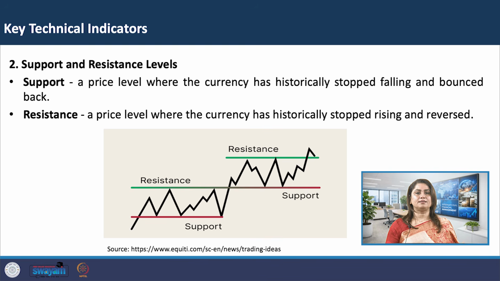Now, the second key concept is support and resistance level. A support level is a price point where the currency has historically stopped falling and bounced back upwards, because buyers tend to enter the market at that level. A resistance level is where the currency has historically stopped rising and reversed, because sellers tend to enter at that point. These levels are remarkably persistent in currency markets and serve as important reference points for traders deciding when to enter or when to exit.